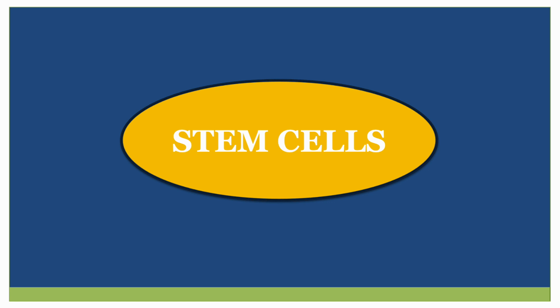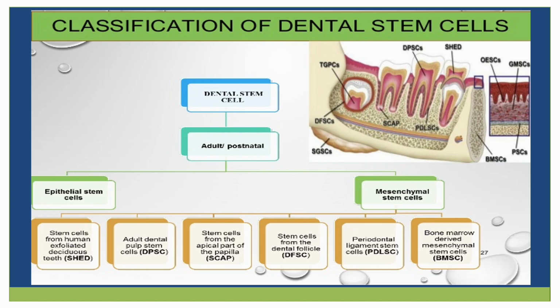Let's look into the triad one by one. First one, the stem cells. The adult dental stem cells can be classified into two, epithelial stem cells and mesenchymal stem cells. The mesenchymal stem cells are derived from 6 different sources. That is, it could be derived from the stem cells of human exfoliated deciduous teeth, dental pulp stem cells, the stem cells from the apical papilla, which is SCAP, the stem cells from the dental follicle, the periodontal ligament stem cells and bone marrow derived mesenchymal stem cells.